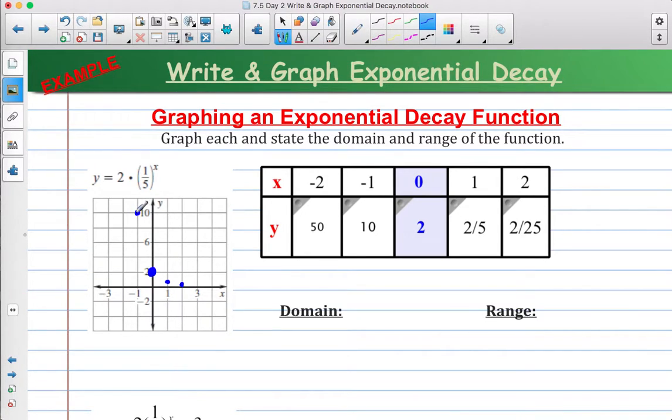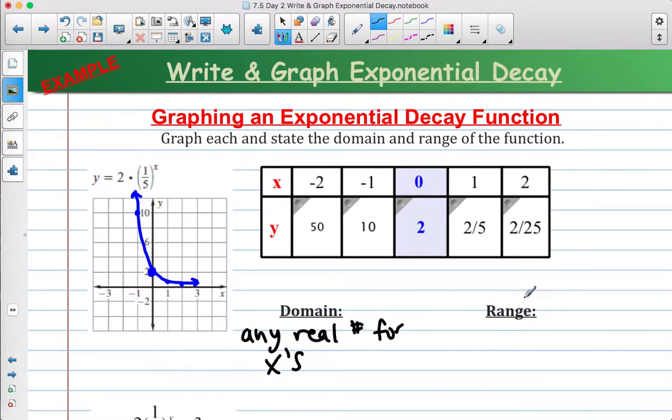So this guy decays pretty quickly, and the reason it decays so quickly is because its growth factor is 1/5. 1/5 as a decimal is 0.2. So really what this means is this function is only getting back 20% of its value after each x. What would the domain be? Our domain, our x's are almost always going to be any real number.